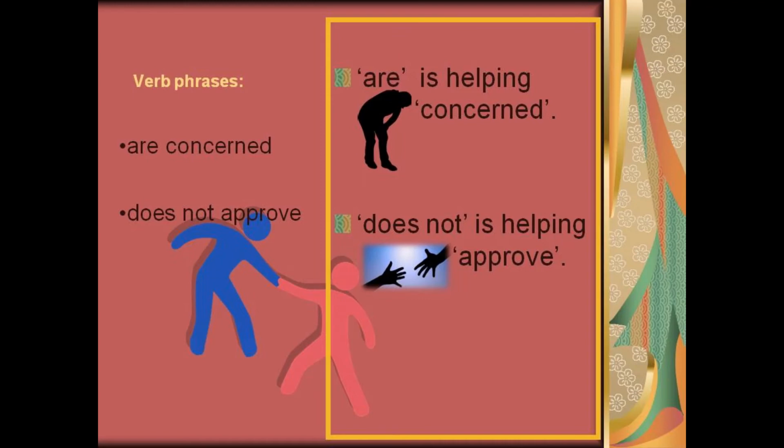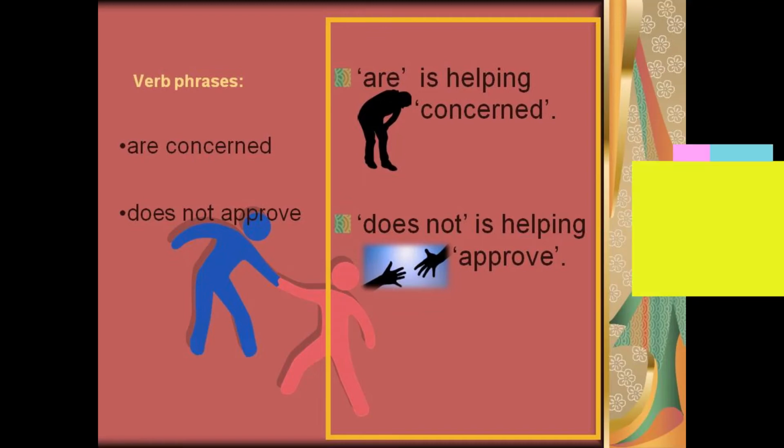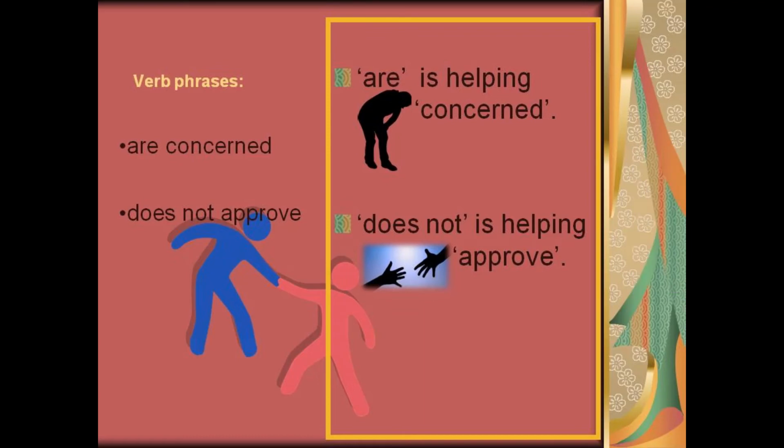You can always go back to the sentence and read it. In the second case, we have does not approve. The main verb here, what do you think it is? Yes, it's approve. And the helping verbs are does not. So you see, are is helping concerned and does not is helping approve. So they're helping each other. We call them verb phrases. And of course, there are many other verb phrases that we can find.